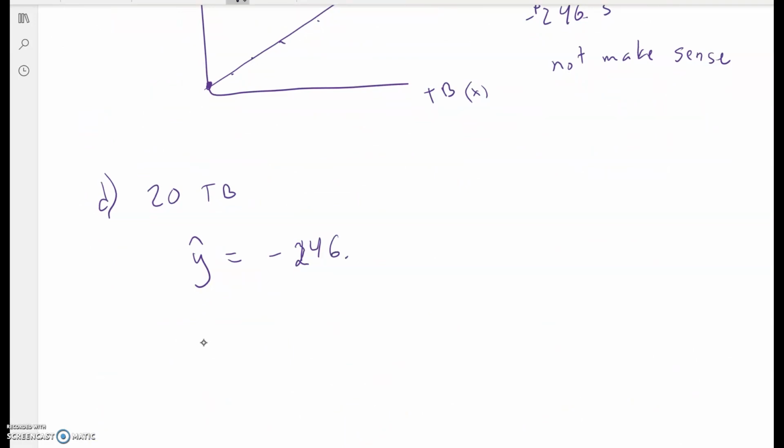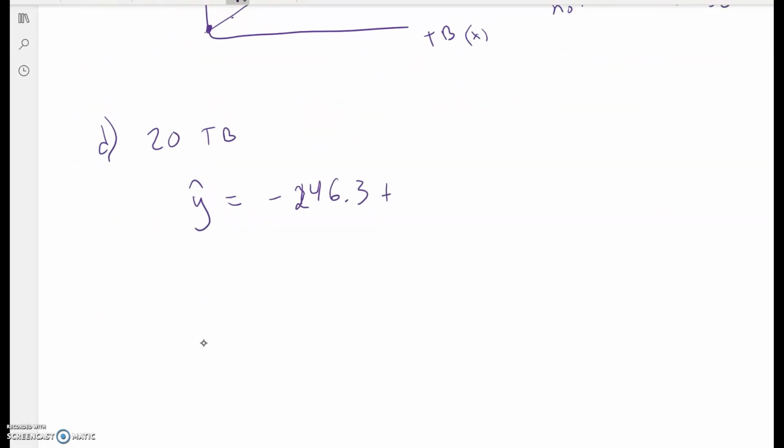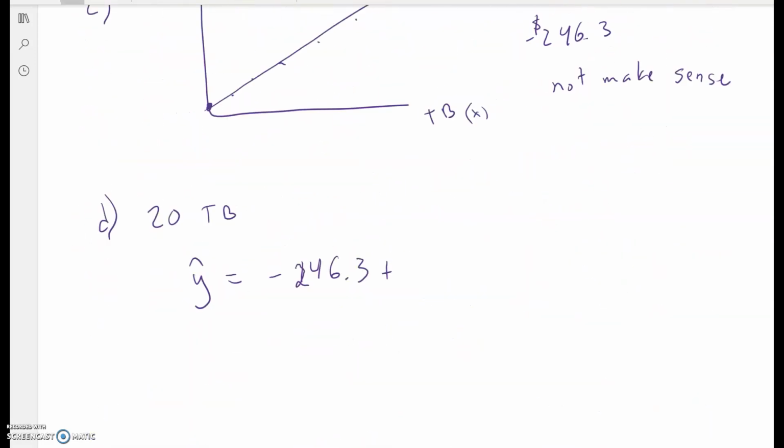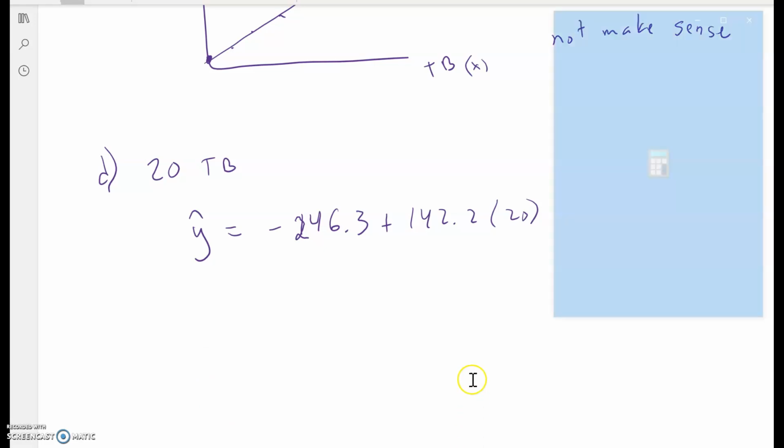Negative 246.3 plus the slope, which is 142.2, times X, which is 20. And just use your calculator, multiply first.